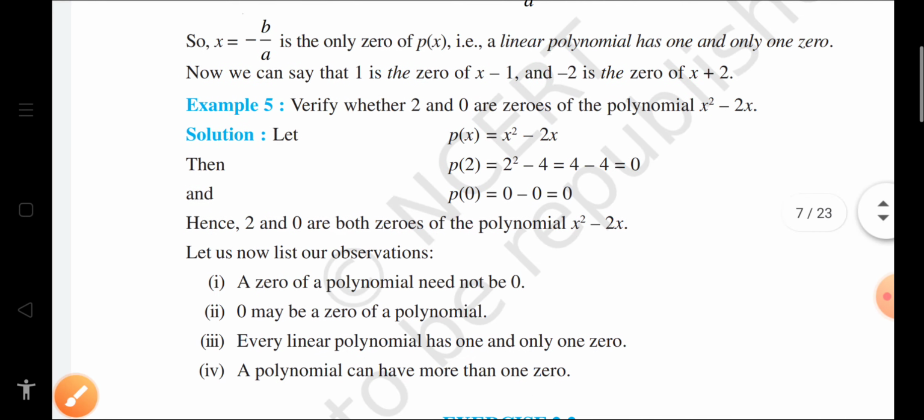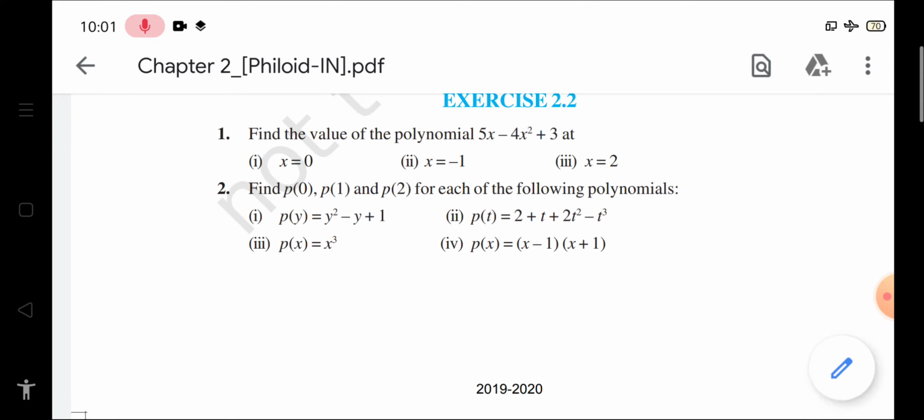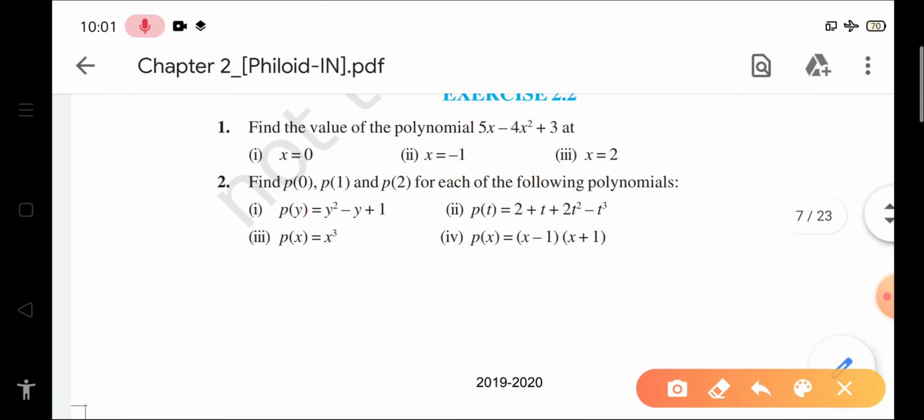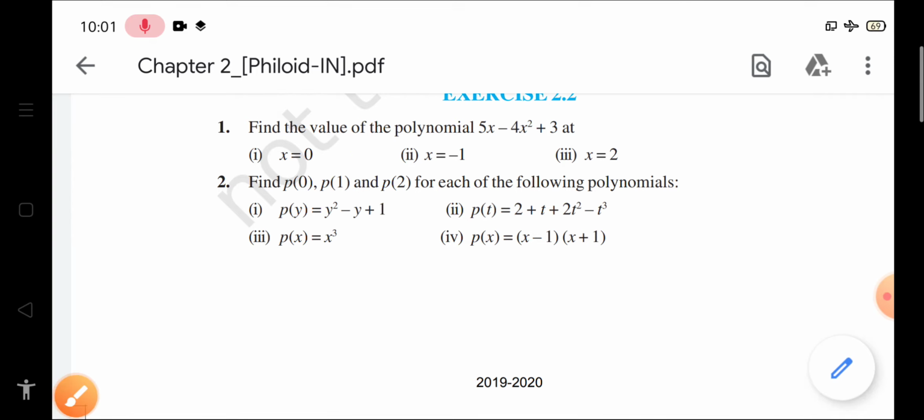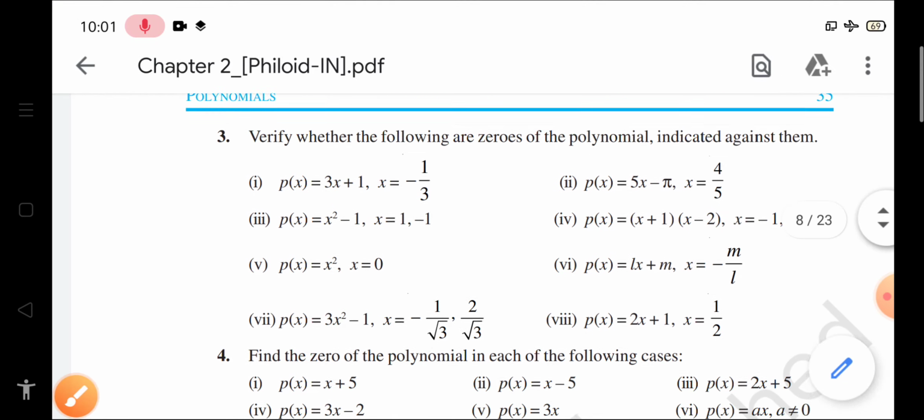So I think I will not give the whole exercise. I will mark here which questions you have to solve, and you will solve them. Question number 1, all the parts. Question number 2, all the 4 parts. Question number 3, see how you will solve question number 3.